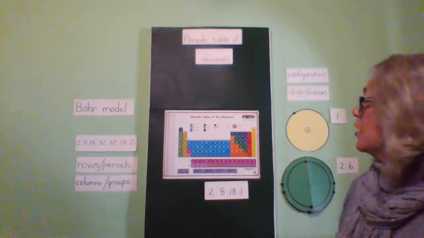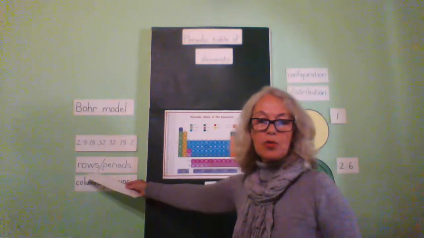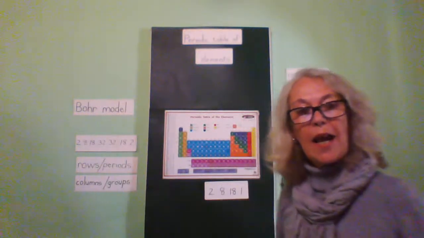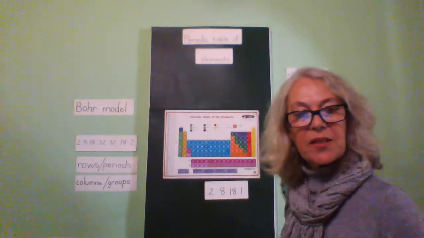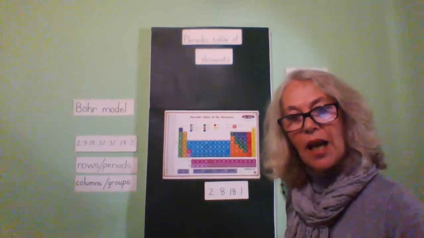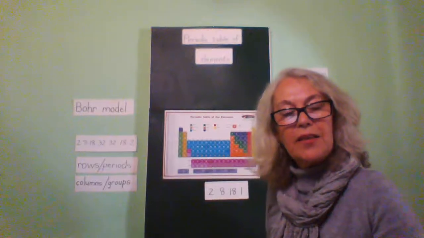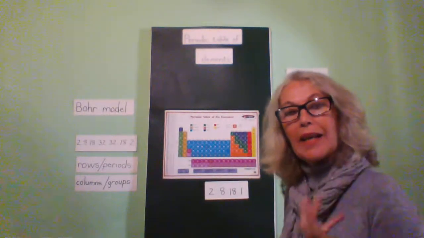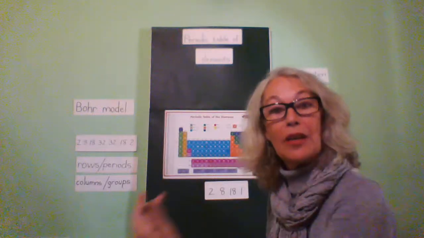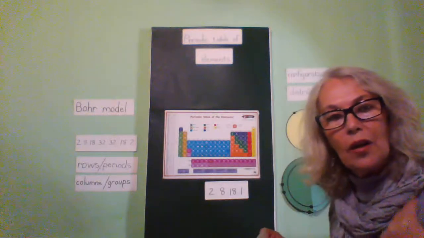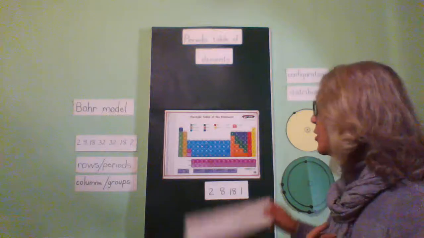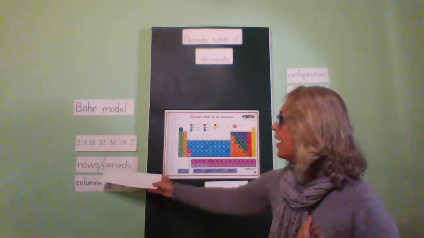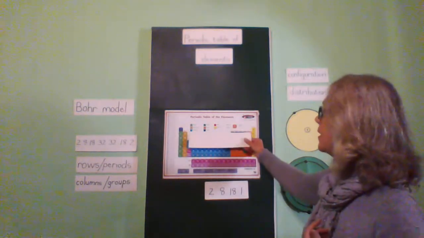Over there you might have noticed that we have the words rows or periods. Now, scientists discovered that these elements behave in different periods, or the electrons appear in periods. So they tried to organize them in that way. So what they did is they looked at the rows, they put them into rows.